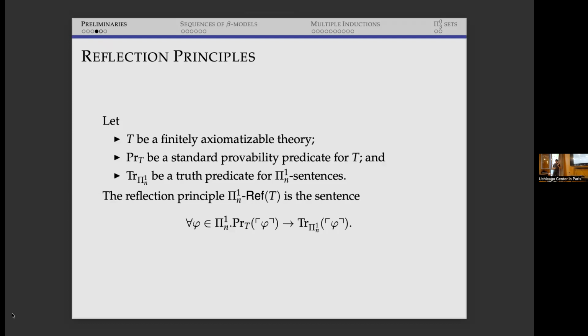So what are we going to call reflection principles here? It's something like: you get some finitely axiomatizable theory T, you let Pr be a standard provability predicate for it, and Tr_Pi^1_n be a truth predicate for its Pi^1_n sentences. So Pi^1_n reflection for T is the sentence: for all Pi^1_n formulas, if it's provable, then it's true.